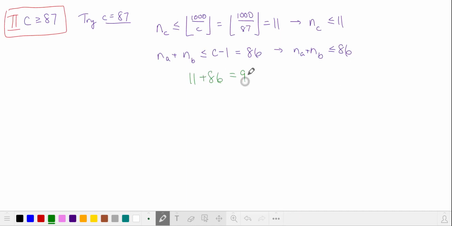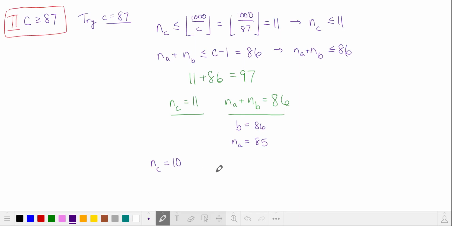Since 11 plus 86 is equal to 97, then these are our only values for NA, NB, and NC. That means B is an 86-cent stamp, and we have 85 1-cent stamps. Let's make sure we can't use fewer than 11 87-cent stamps. We'll see what happens if we only have 10 87-cent stamps. This gives us 870 cents. If we add in our 86-cent stamp and 44 of our 1-cent stamps, we can get 1,000 cents, which means that the sum of the number of stamps is not minimized when we have 11 87-cent stamps.